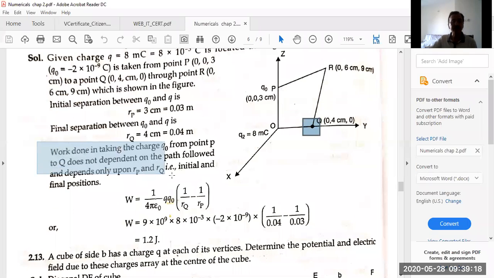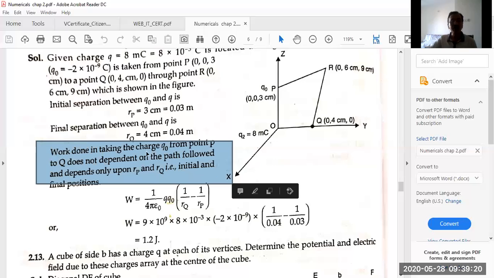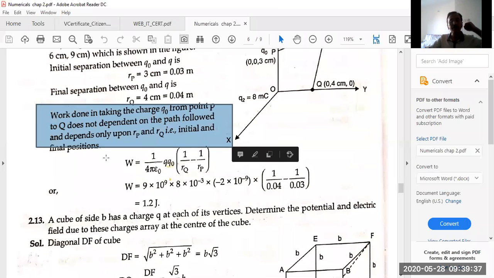That is written here. Work done in taking the charge Q0 from P to Q does not depend on the path. And why does it not depend upon the path? So what Darshan said, it is a conservative force or conservative field. And so W equals k Q Q0 times (1/r1 - 1/r2).